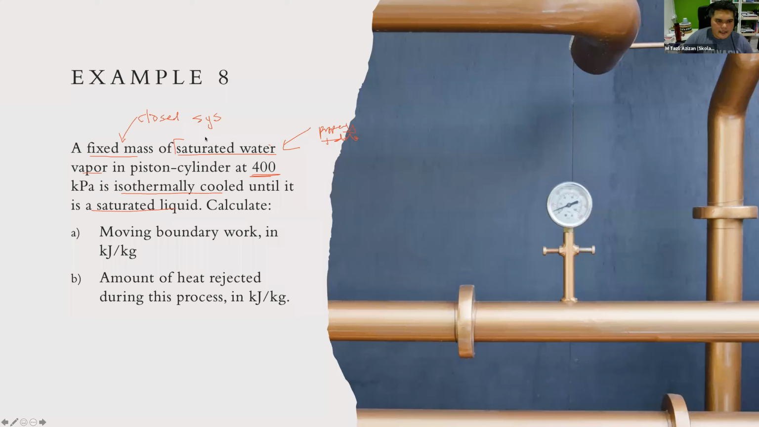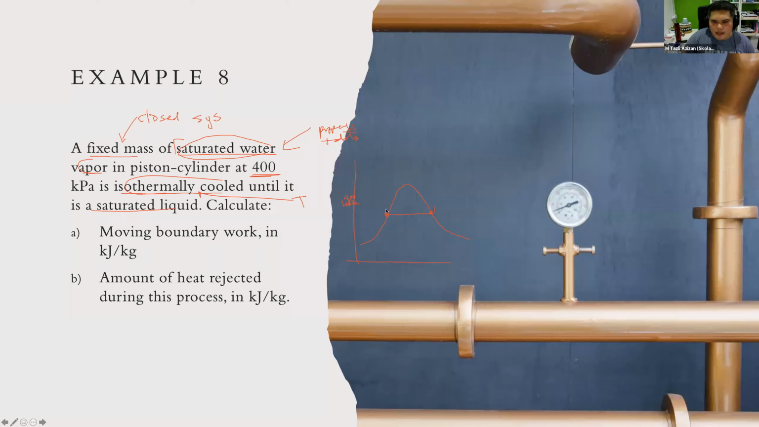So here it says it is a saturated water vapor and then isothermally cooled, which means the temperature also does not change. Okay, so if I start to draw it, I should draw a PV diagram. In the PV diagram, I should imagine that at 400 kPa, they said it is a saturated water vapor. So saturated water vapor is at this particular line here, and it is being isothermally cooled, which means it will cool until it becomes saturated liquid.